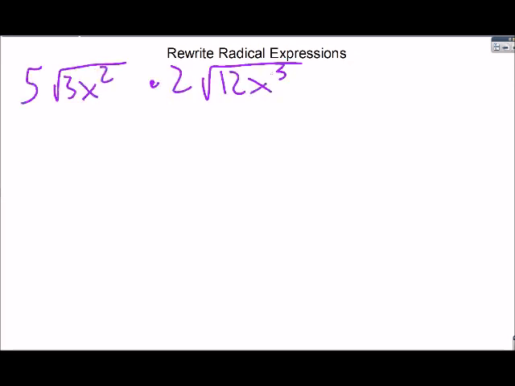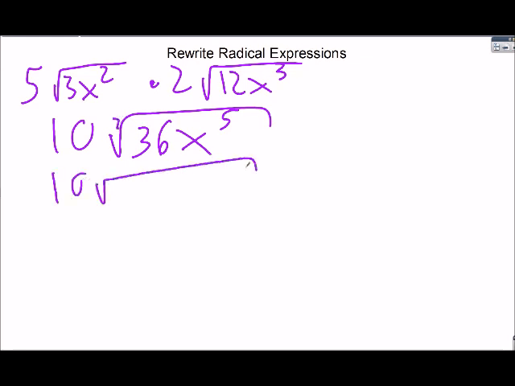The bit that I want to cover is how to rewrite radical expressions. So if I multiply the outside terms, I get 10. Then I multiply the inside terms, and I'm going to get 36. And then when I multiply with exponents, I add my exponents. And then, because there's no number here, we assume it's squared, I'm just going to write my combos.